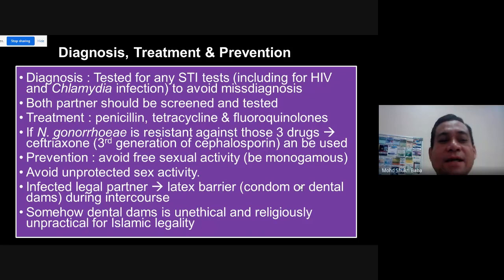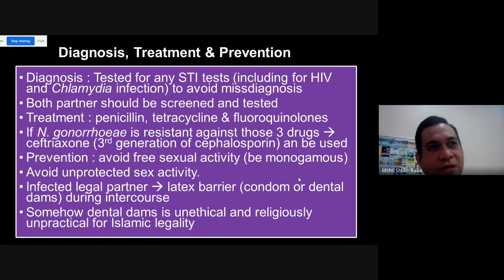Alright, and then avoid unprotected sex activities. Infected legal partner, okay, your partner adalah legal, maybe your wife or your husband, tetapi salah seorang daripada you tu, husband atau wife tu adalah infected. So sekiranya berlaku macam tu, okay, you can use a latex barrier seperti kondom or dental dams, alright, so during intercourse. Ketika proses persenyawaan, sexual activity atau intercourse tu, you need to have condom atau protection with kata latex barrier lah. Kita ada 2 jenis, pertama condom and dental dams.